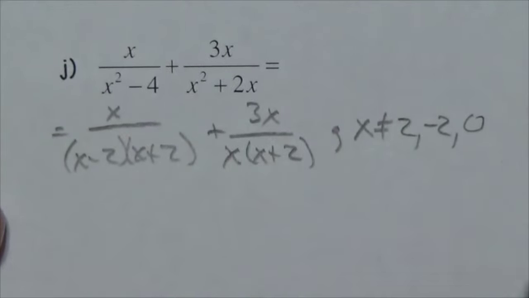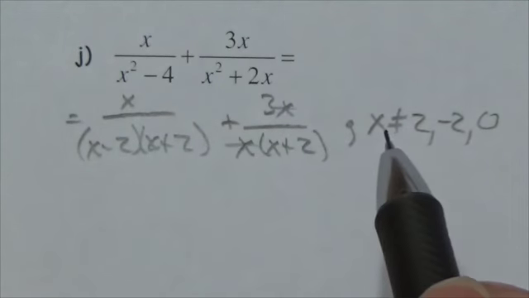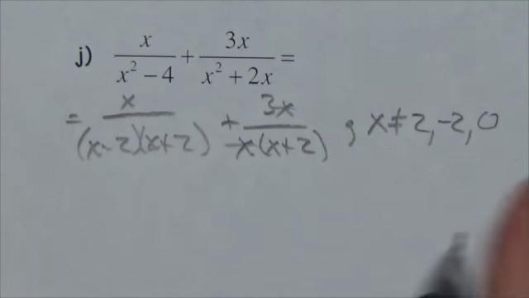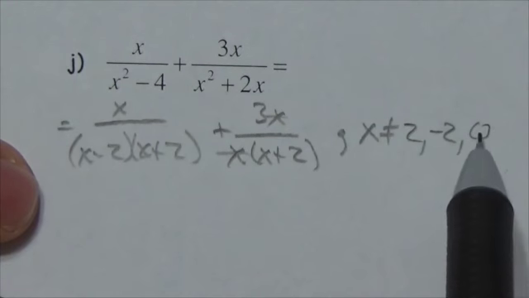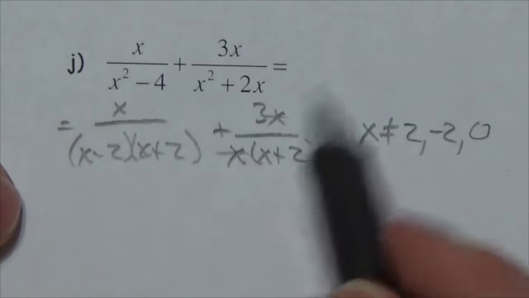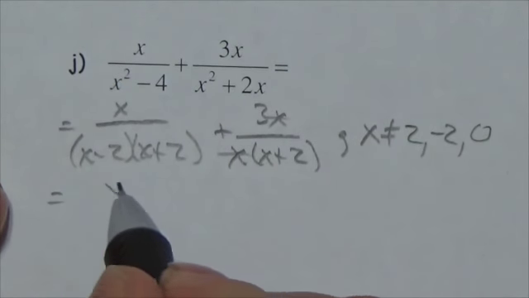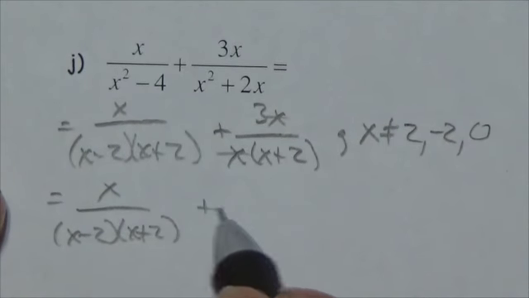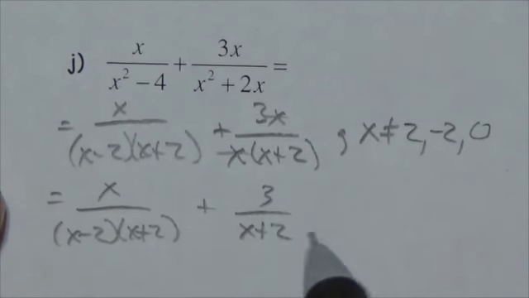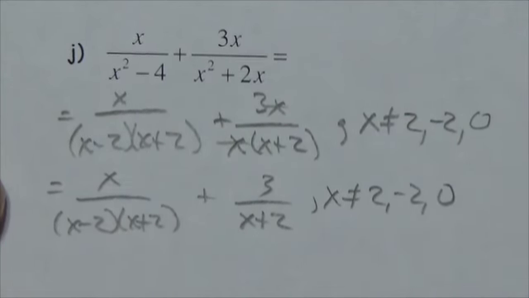Now, before I go on though, I notice right here I've got an x over an x. I can cancel those out. Now remember, x divided by x would be 1, so long as x isn't 0. 0 is the only number that doesn't work here. But it's okay because that's one of my non-permissibles. x never does equal 0, so I can feel free to divide that out. And so now this is going to get me x over x minus 2, x plus 2, plus 3 over x plus 2. And then I've got to include my non-permissibles.